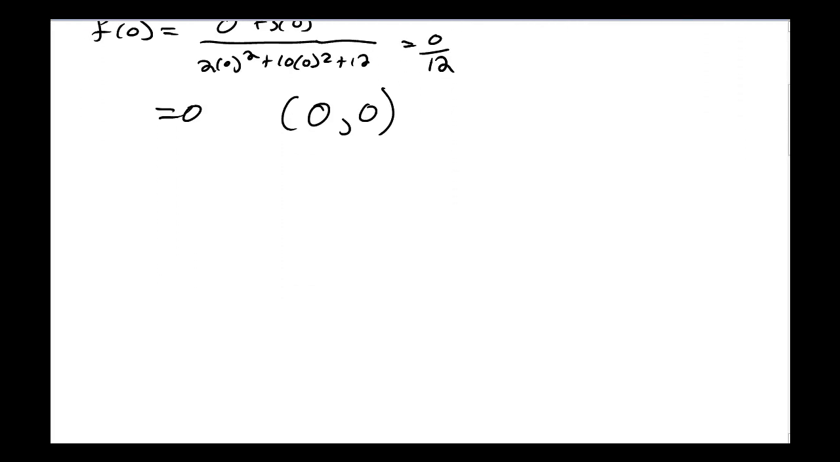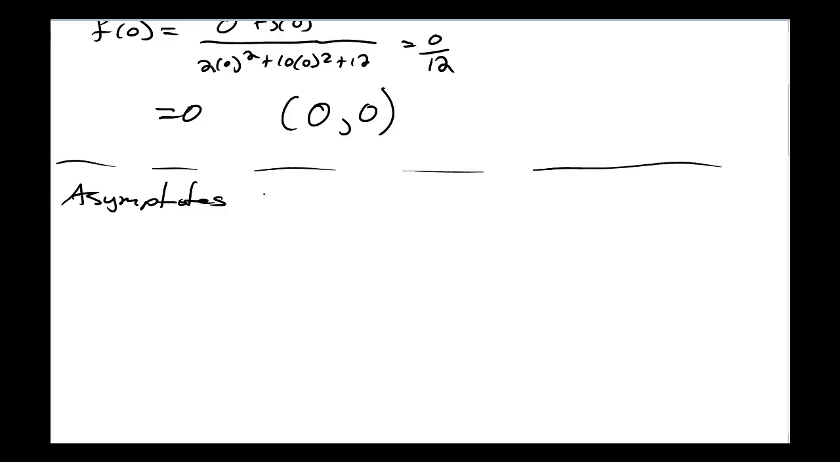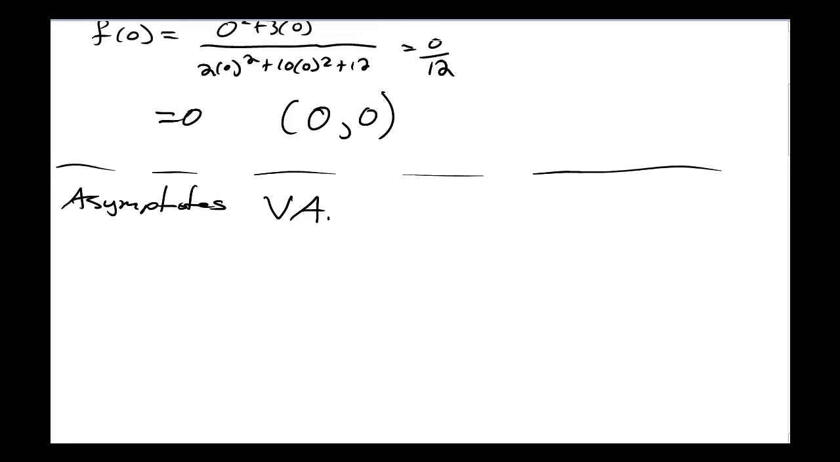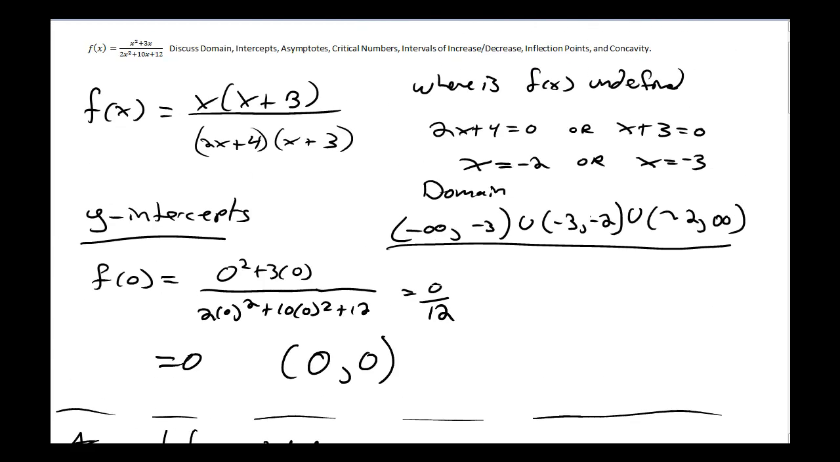To talk about asymptotes, asymptotes come in two flavors. There's vertical asymptotes. Vertical asymptotes happen at places where the function's denominator is undefined, which means it involves this domain idea. I've got these two numbers here, but we have to observe something.